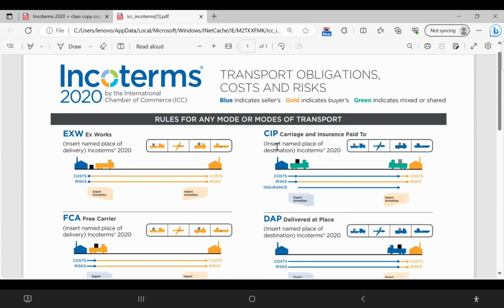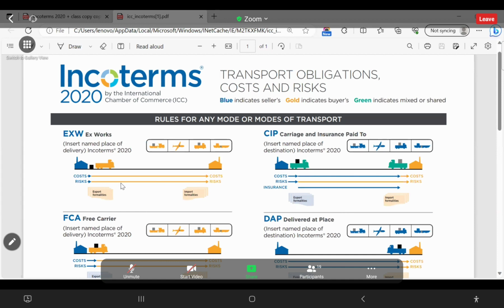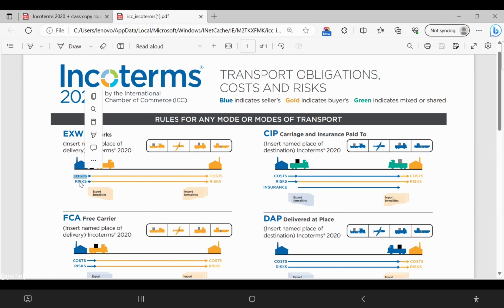For example, here CIP, insert name, place of destination. If you see cost, he is paying until here. Then the third thing: first is this one, and second one is documentation, export formalities and import formalities. Third one is the cost part, and fourth one is risk. At what point does risk transfer from one party to another party? Here, one party to another could be importer and exporter, or buyer and seller. So at what point does risk transfer? That also you should make an effort to remember.